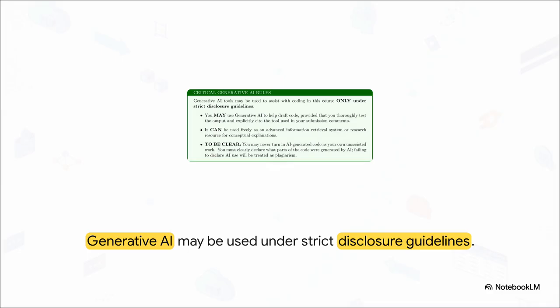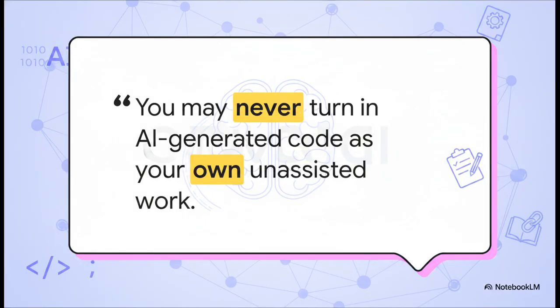But there are strict disclosure guidelines you have to follow to avoid academic misconduct. Let's be crystal clear on this absolute hard line. You may never turn in AI-generated code as your own unassisted work, period. You must explicitly declare exactly what parts of your code were generated by AI in your submission comments. You can't just copy-paste and claim you wrote the whole thing. You've got to thoroughly test the output, and you have to cite the tool. Failing to do this is treated directly as plagiarism. So definitely use the tools, just be honest about it.